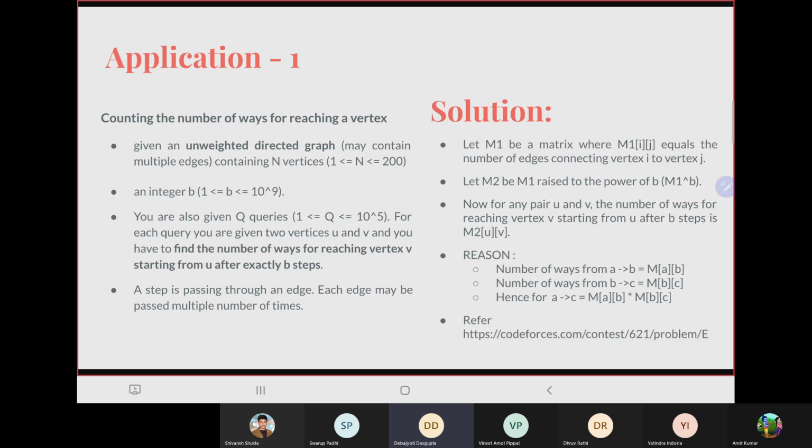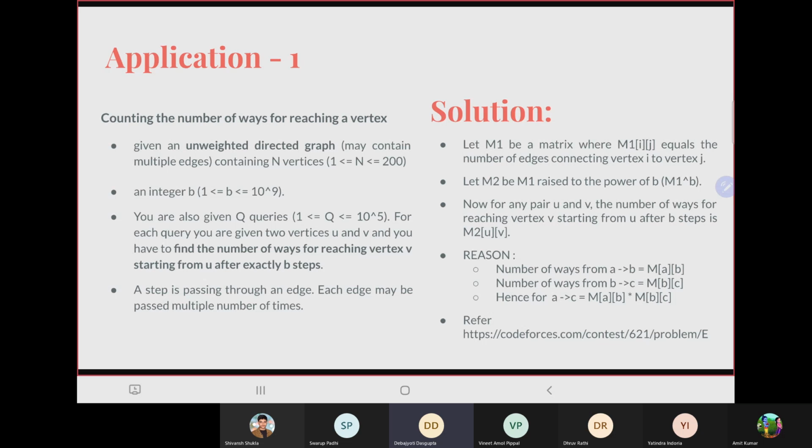You will make an adjacency matrix. If you know about graphs, you might know the two representations, adjacency list and adjacency matrix. You will take the adjacency matrix of the graph. This is basically our transformation matrix for the graph. And you will just take the power of b. That is, multiply the adjacency matrix with itself b times, and the result that you get after multiplying it b times will be your answer.